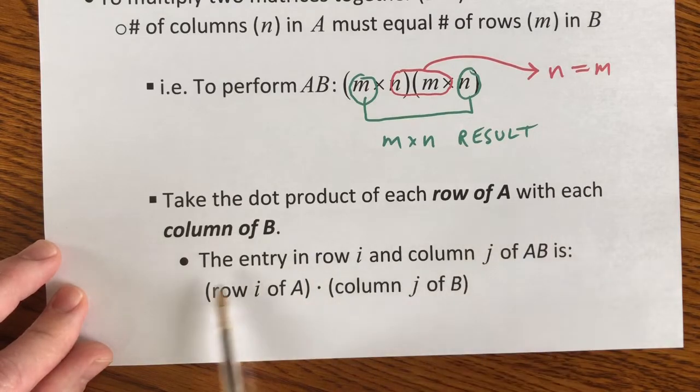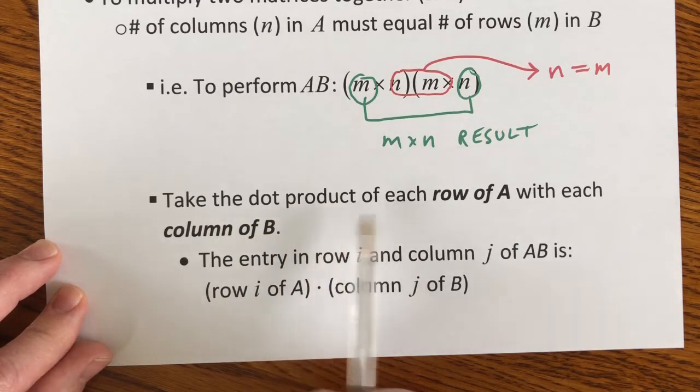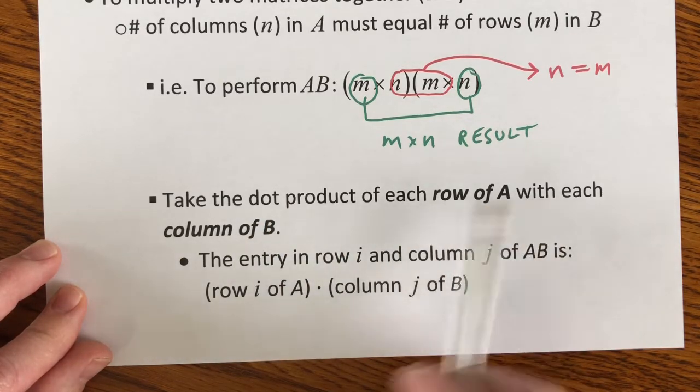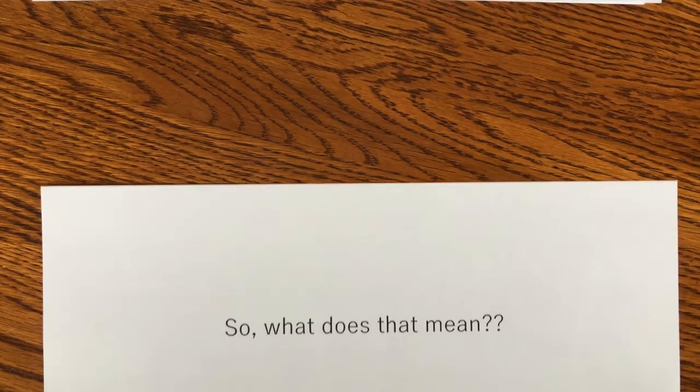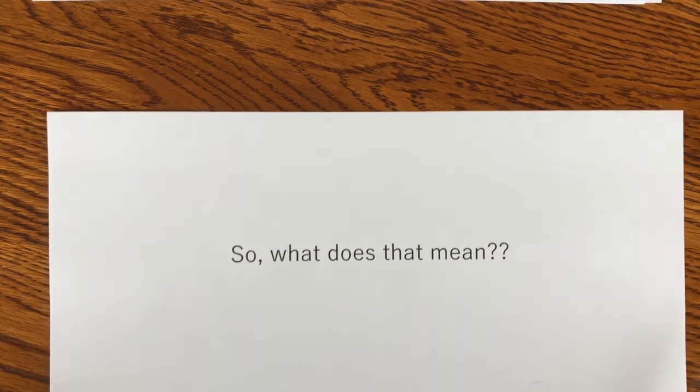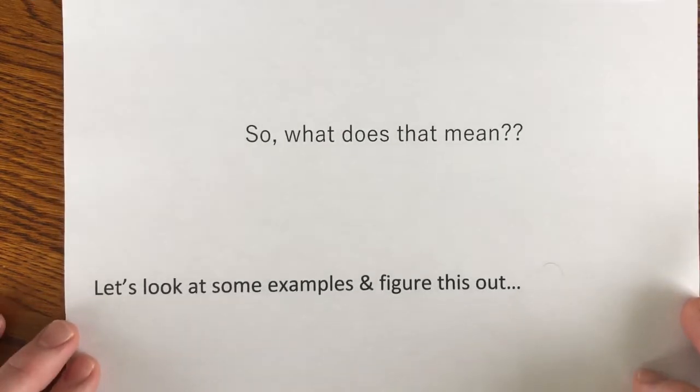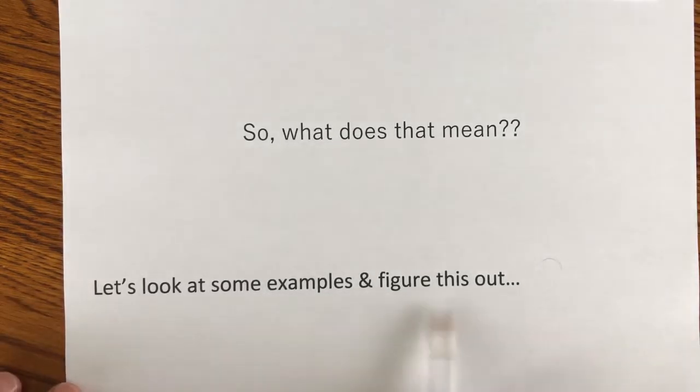This is formally what you're doing in order to multiply two matrices together. You're going to be taking what's called the dot product of each row of matrix A with each column of matrix B. Simple, right? Actually, what does that mean? Well, I think the best way to learn is by doing. So we're going to look at some examples and figure out how to multiply two matrices together, and then we'll eventually look at an application.